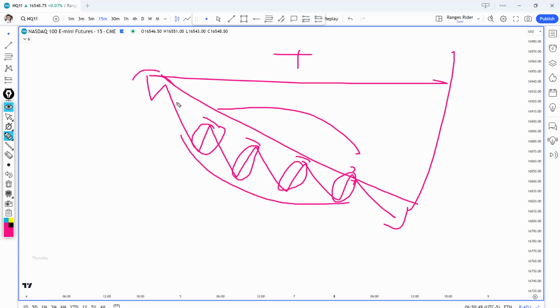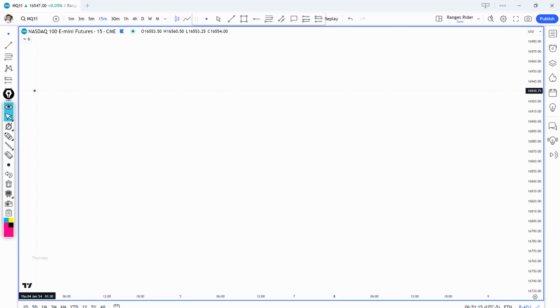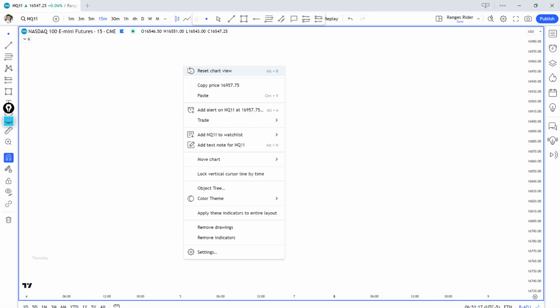So first thing, you need to find the structure. Number two, you need to find the entry within that structure. This is the most important point: you will not try to find the T1, T2 on the structure time frame. They exist in the structure time frame, but it's not going to work the way we work. So let's see some examples.